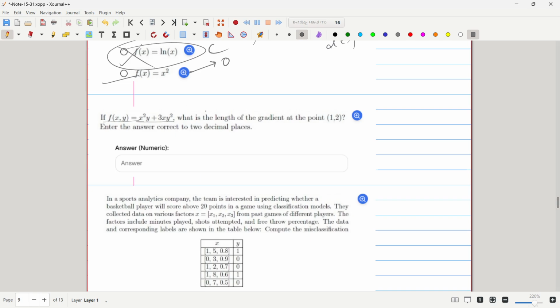Again, you are given a function, you need to find the gradient vector. The gradient vector will be 2xy comma 6xy. Okay, these are the gradient vectors. Then you need to put the values here, and you need to find the length of the vector. How can you find the length of the vector? Length of the vector is under root of x square plus y square. Okay.